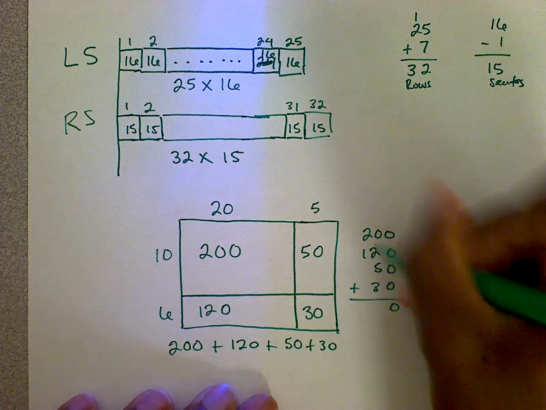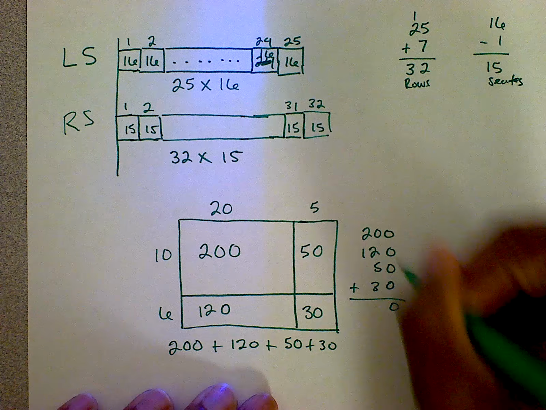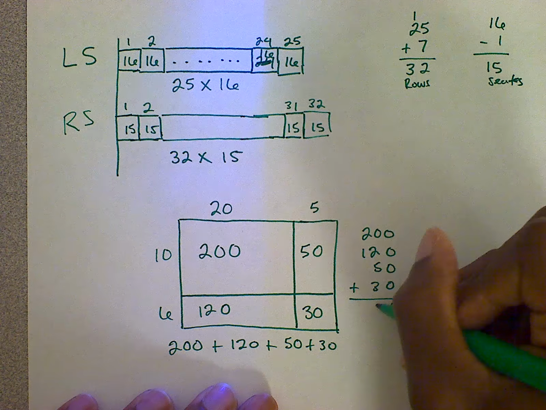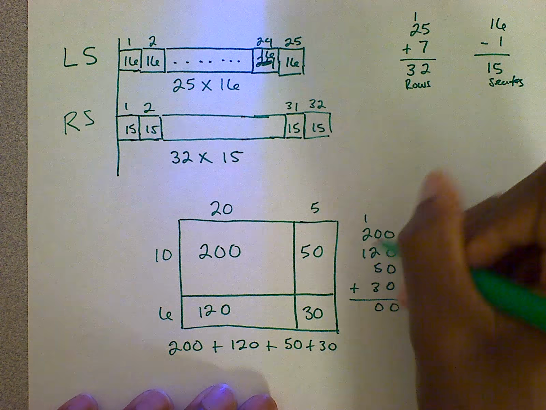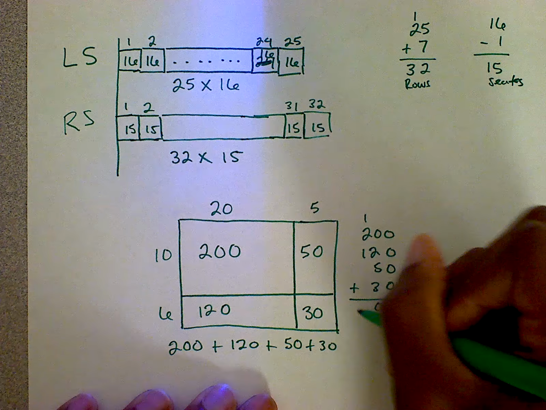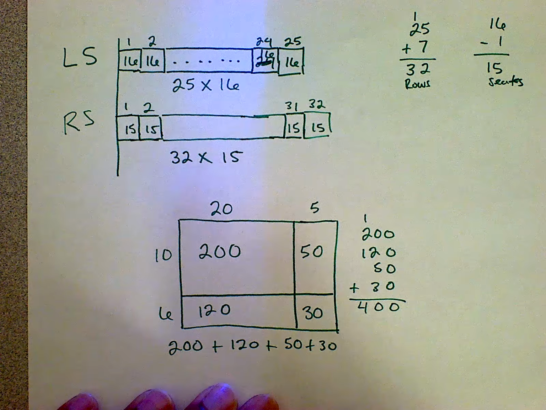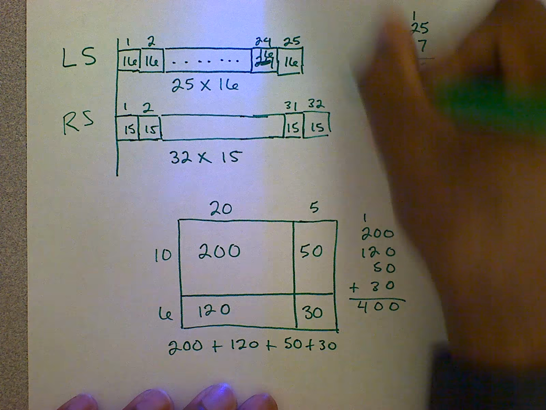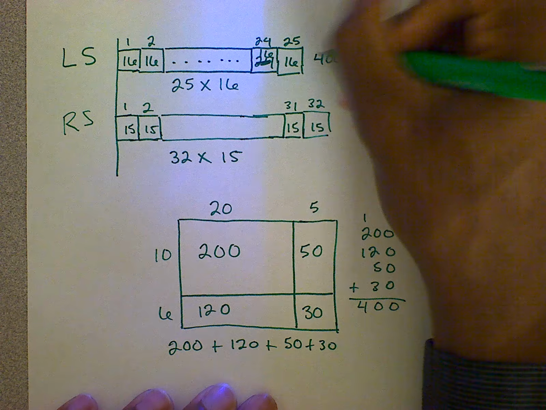Okay, so we got our zeros there. We got 2 and 5, that makes 7. 3, that makes 10. I carry that 1, so I got 1, 2, 3, and 400 is your answer there. So we know this one altogether makes 400.